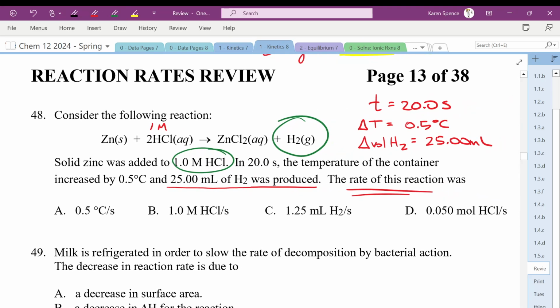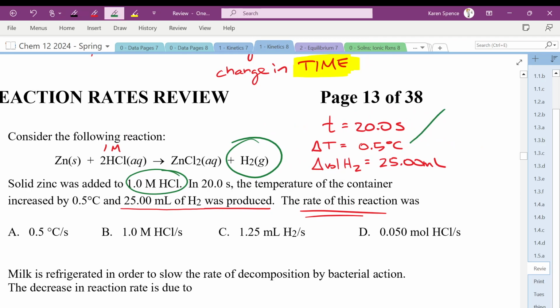So I need to then take 0.5 degrees Celsius, which is how much it changed in 20 seconds, and 25 milliliters is how much it changed in 20 seconds. I can immediately eliminate B because it's molarity and we don't know the change in molarity.